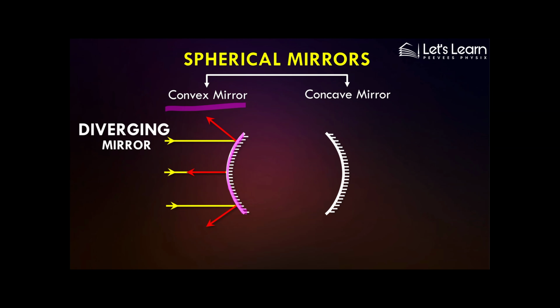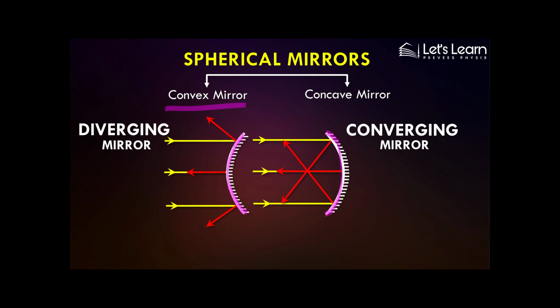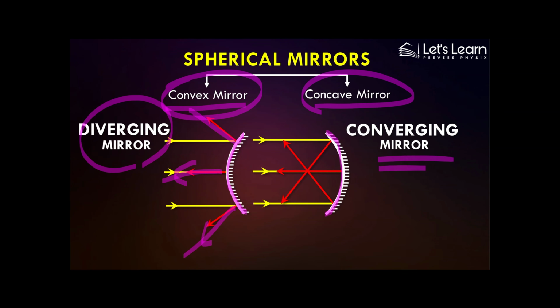Because the parallel rays diverge, they move further away from each other. Opposite for a concave mirror, where parallel rays fall. Look at the reflecting surface, it is curved inwards. So rays after reflection will converge to a point, so we call it a converging mirror. The difference between the two: a convex mirror is called a diverging mirror because it diverges the rays further away, and a concave mirror is called a converging mirror because it converges the rays towards a single point.